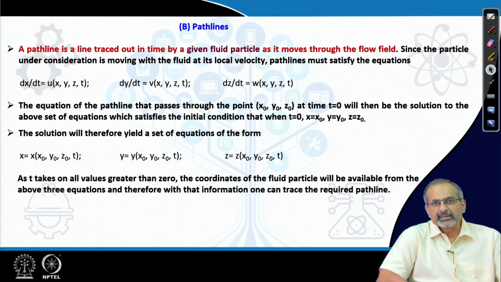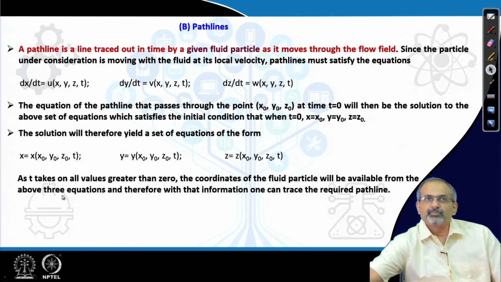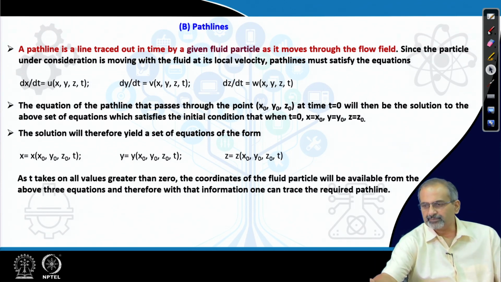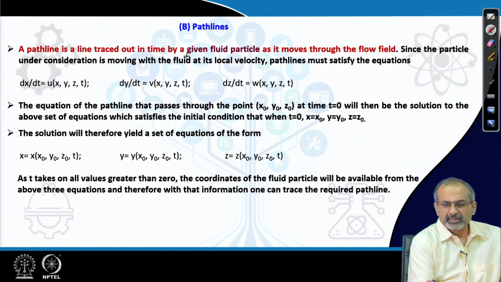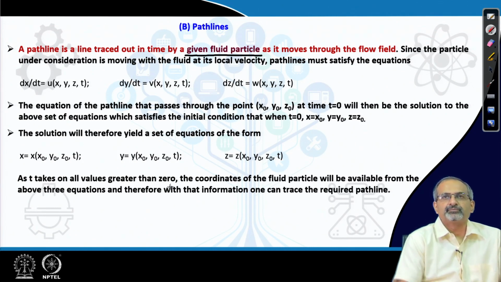A path line is a line traced out in time by a given fluid particle as it moves through the flow field. So, we are going to track a given fluid particle or a fluid element, and all the way in time we are going to follow it as it moves through the flow field. So, the line that it will trace in the process will be called the path line. It is very important to notice these words, given fluid particle.